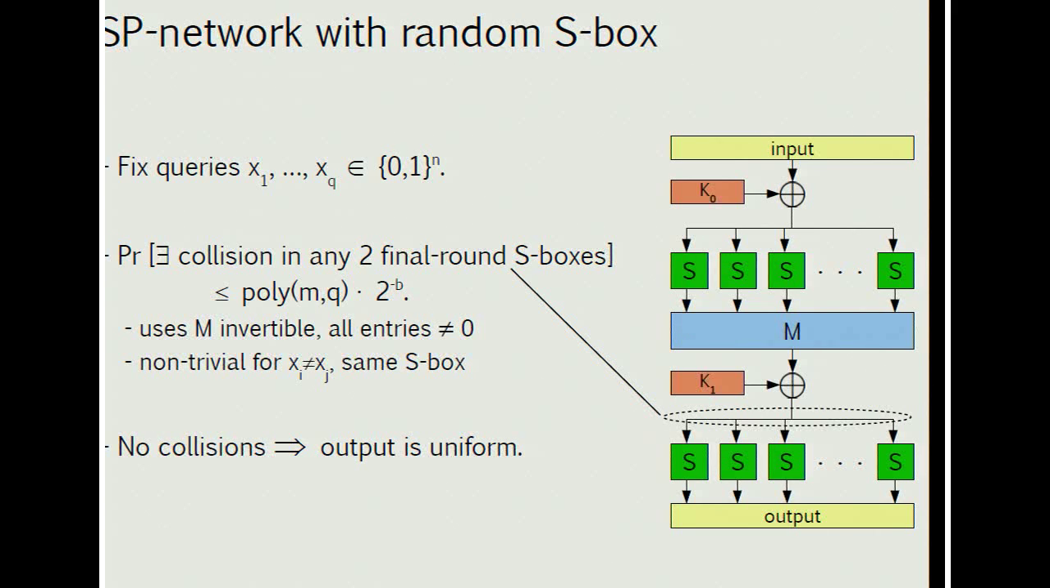So for any set of fixed queries, we can show that the probability that there are any collisions in the final round of S-boxes is small. And clearly, because the S-box is chosen at random, if there are no collisions, then the output is uniform. There's some more work in the theorem to extend to adaptive queries, but this is the central piece.